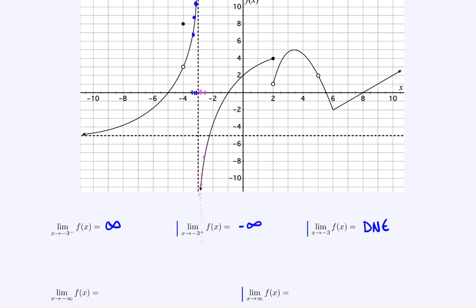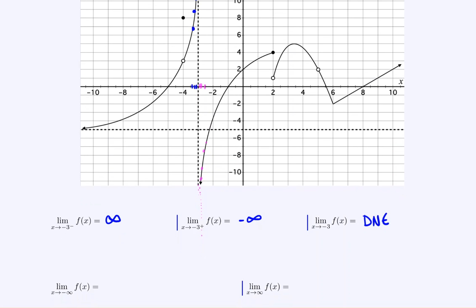And then our final question has to do with limits as x does not approach a finite value, but as x goes to negative infinity and positive infinity. The limit as x goes to positive or negative infinity is just asking you about the trend of the function overall as we go to one or the other. Let's start here.